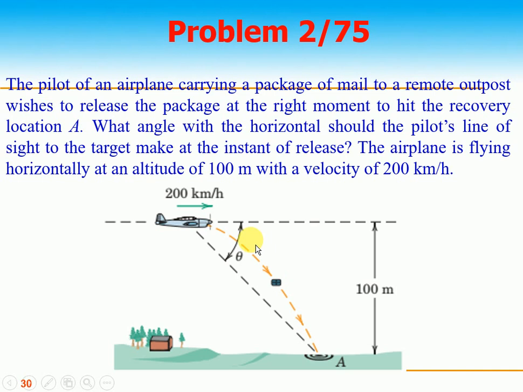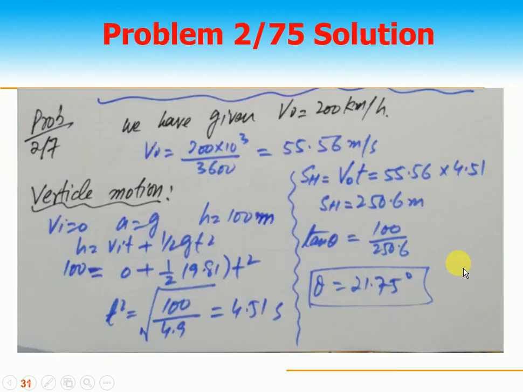It's not the plane angle, the plane is horizontal. What is the line of sight of the pilot to the target at the instant of release? The airplane is flying horizontally at an altitude of 100 meters with a velocity of 200 kilometers per hour. So this is the plane which is moving in the horizontal direction. At this position, the pilot saw the target, and we need this angle, the angle that this line of sight makes with the target. And this is the altitude of 100 meters.